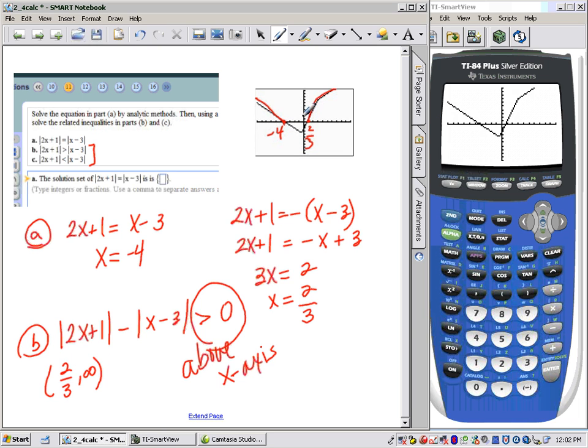Oops, I should have done my other piece. Negative infinity to negative 4, union the 2/3 to infinity. And where is it less than 0? Right, part C would be where that's less than 0, and that would be between the negative 4 and 2/3.